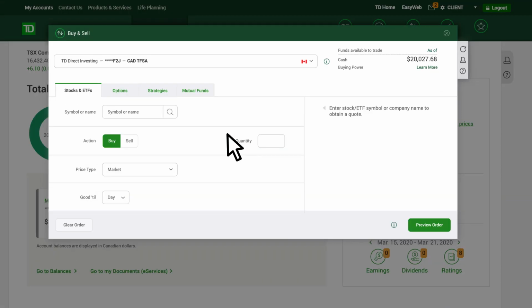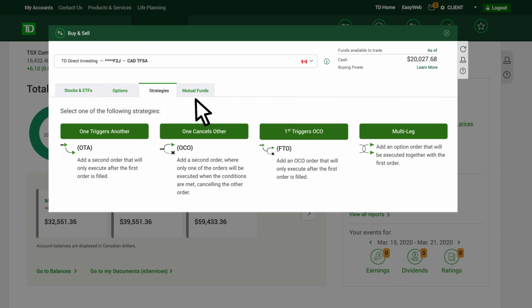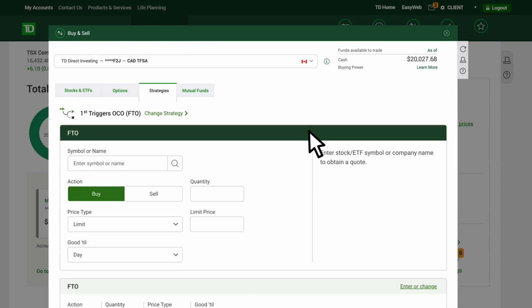We already determined that we want to buy the stock immediately, and we want to enter our exit orders in at the same time. We use the first triggers a one cancels other, or FTO, contingent order on WebBroker to help automate our exit strategy.